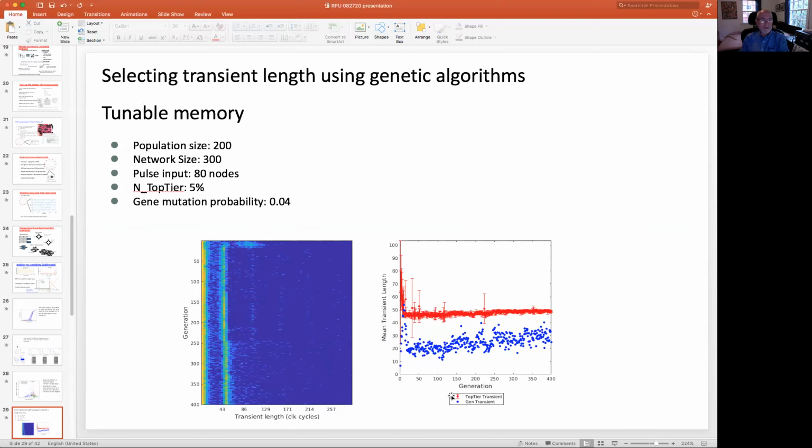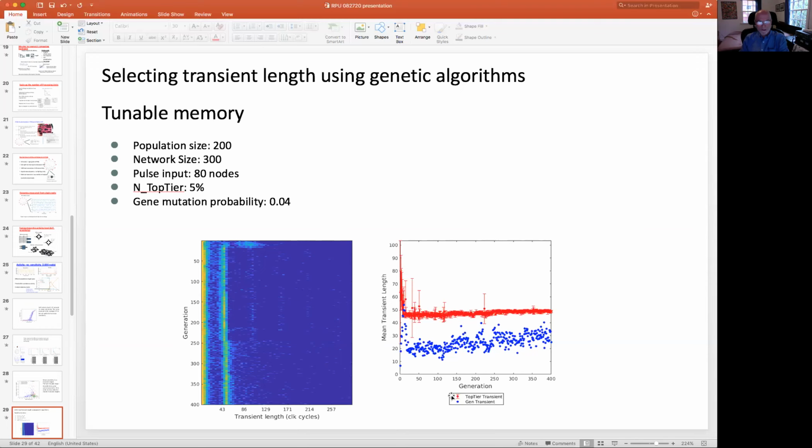So in this particular study, we had 200 randomly generated reservoirs. These are 300 node networks. We pulsed the networks and then observed the transient length. And then we picked the best 5% of these 200 networks that were having a transient length of our choosing. And then we took that 5% and used a genetic mix of that 5% to produce another population of 200, putting in some random mutations as well at the 4% level.